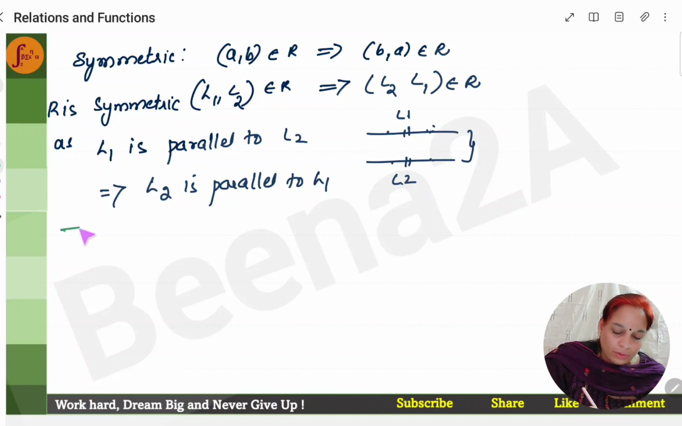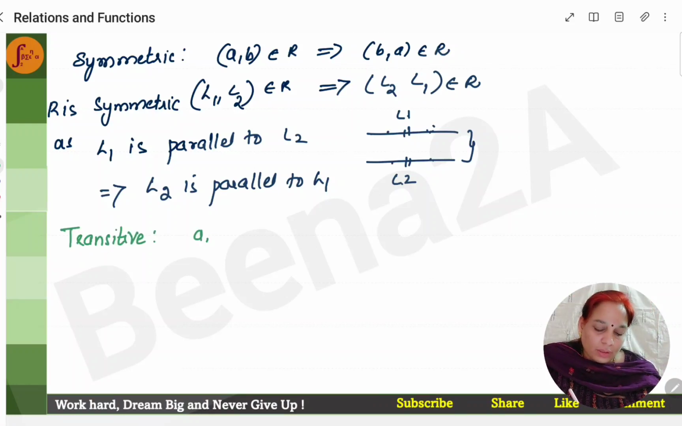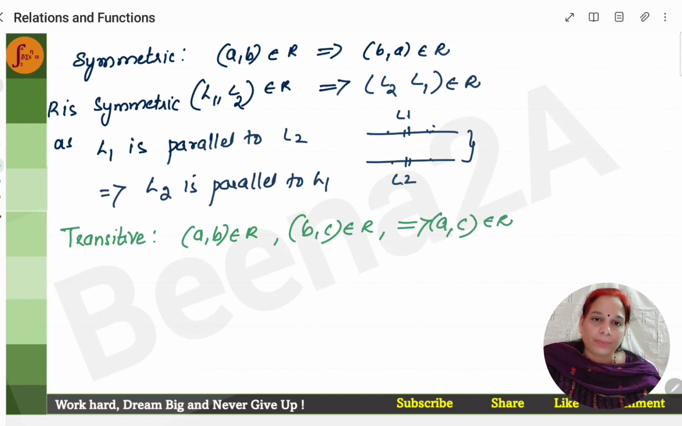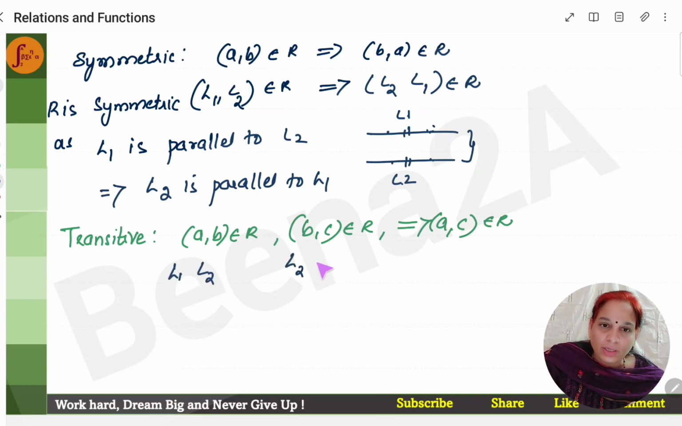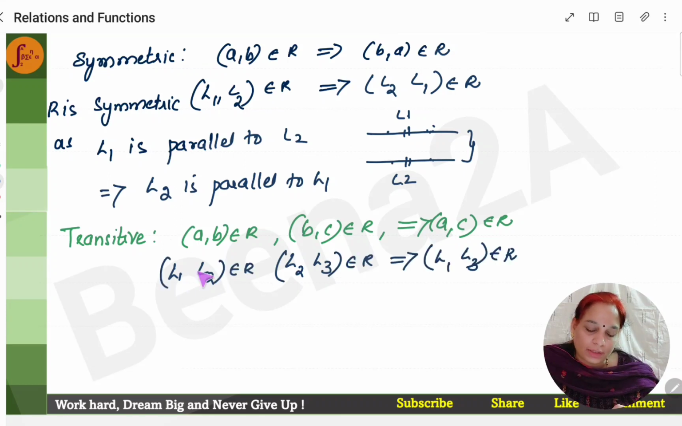Now next one, we'll go to transitive. What is the condition for transitive? If (A, B) belongs to R and (B, C) belongs to R, then this should imply that (A, C) belongs to R, right? So now in this particular example, we'll say (L1, L2), (L2, L3). For us to say that the relation is transitive, we'll have to take three lines, L1, L2 and L3. So (L1, L2) belongs to R, (L2, L3) belongs to R. This implies that (L1, L3) belongs to R.